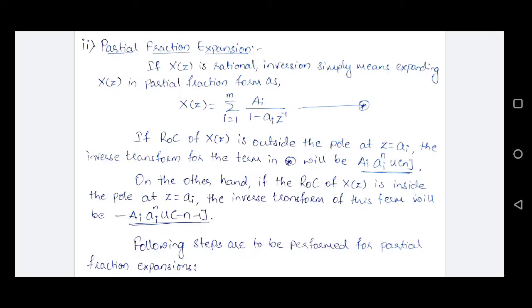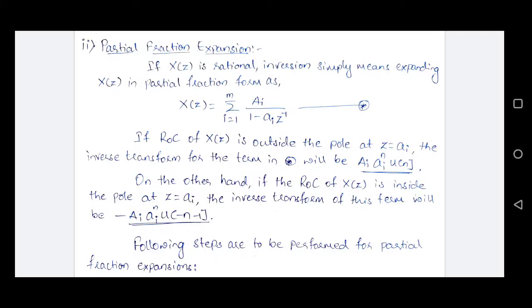Now if region of convergence, and the concept is very simple. If you observe the term inside the summation, it is like obtaining the z transform of the standard function for which we have solved the problem earlier.